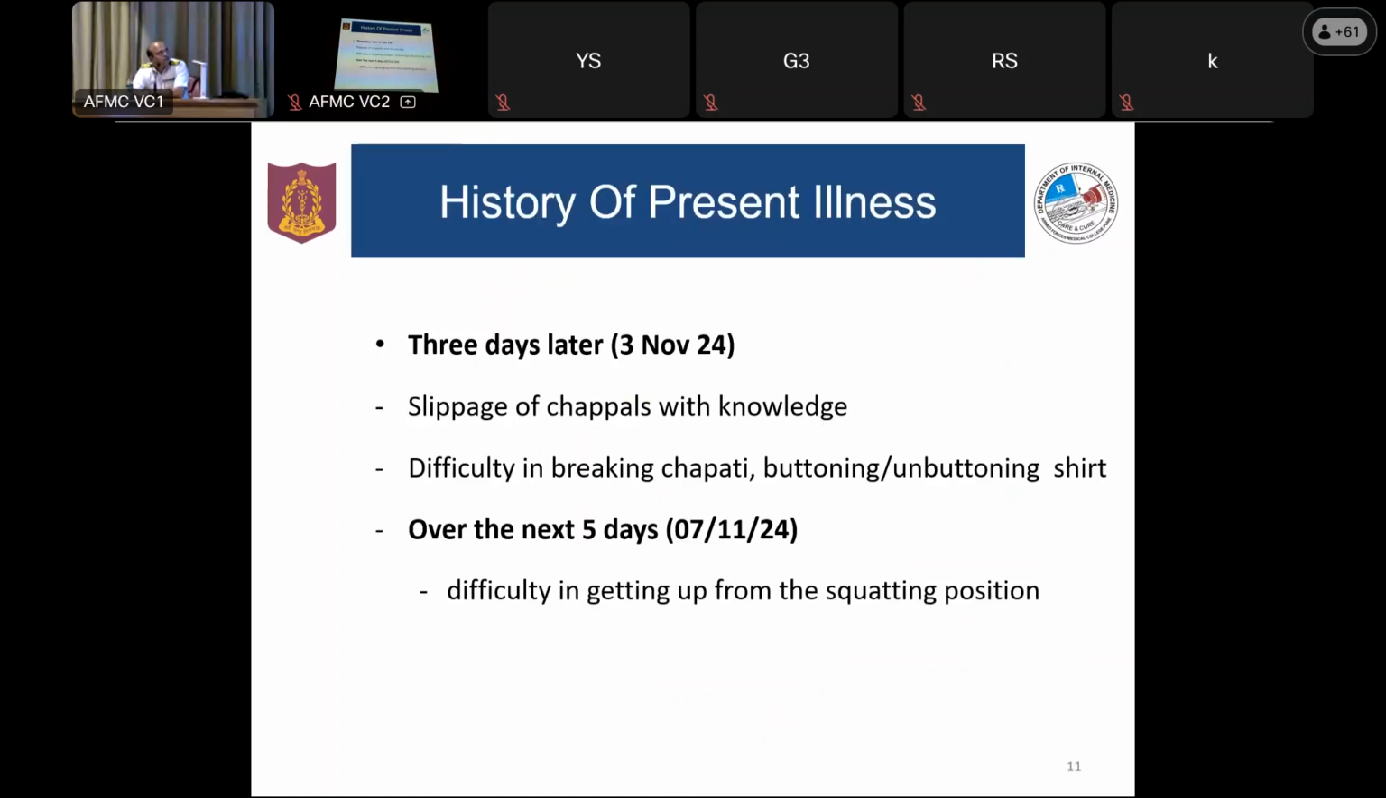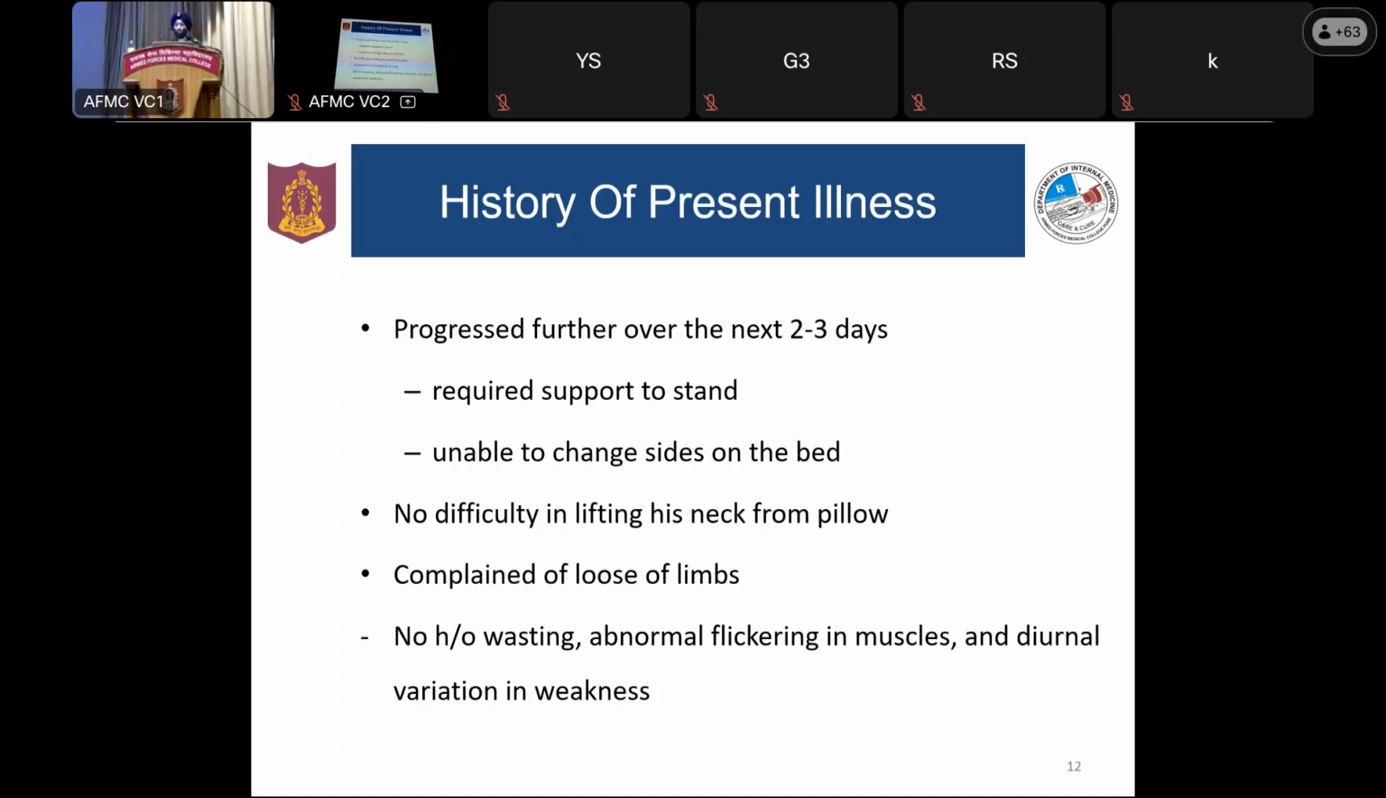Further, 3 days later, on 3rd of November, he noticed slippage of his chappals without knowledge, and difficulty in breaking chapati, buttoning and unbuttoning his shirt. Over the next 5 days, by 7th of November, he noticed difficulty in getting up from the squatting position. His weakness further progressed over the next 2 to 3 days, such that he required support to stand and was unable to change sides on the bed. There is no difficulty in lifting his neck from the pillow, and he complained of loosening of his limbs. There is no history of wasting, abnormal flickering in muscles, or diurnal variation in his weakness.